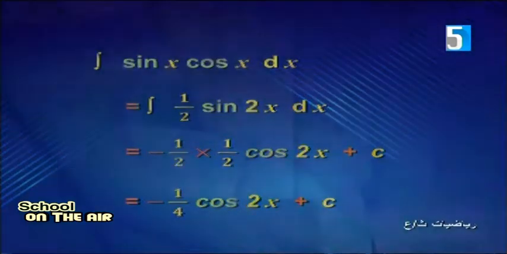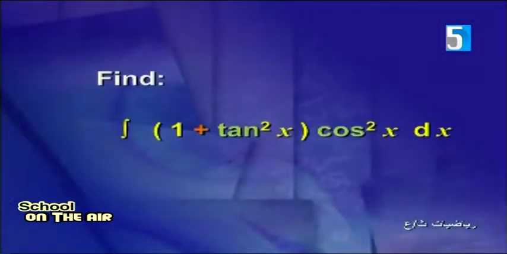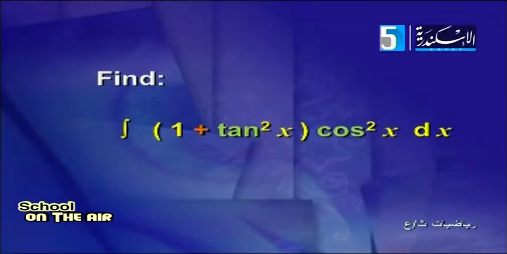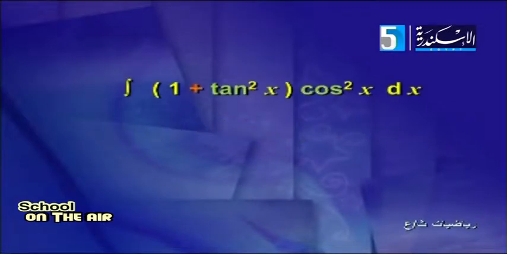Another example. Find the integration of (1 plus tan squared x) multiplied by cosine power 2x dx. We know that 1 plus tan squared x equals sec power 2x.